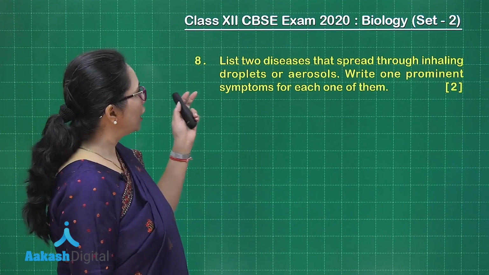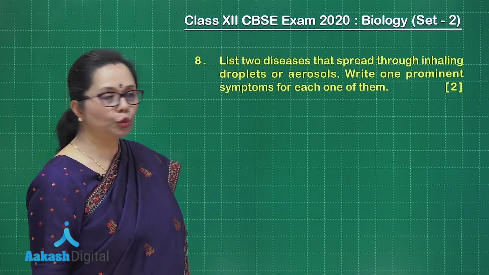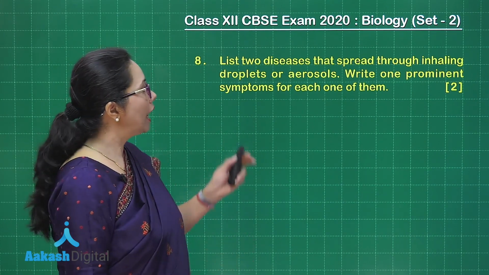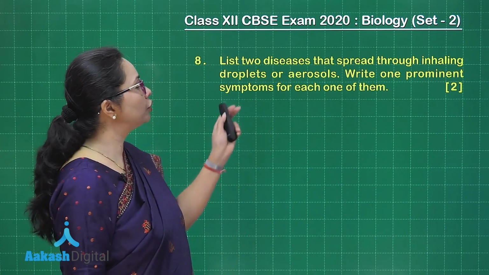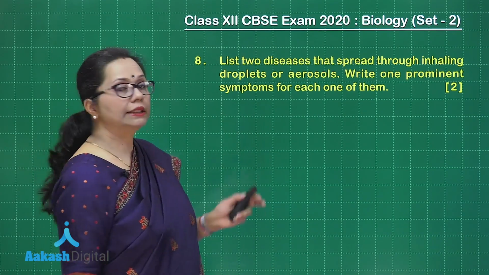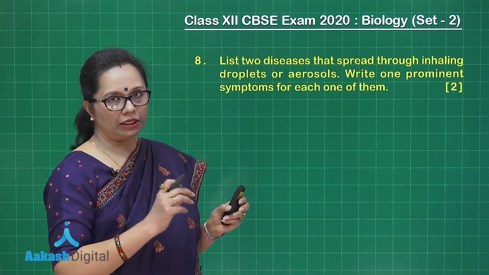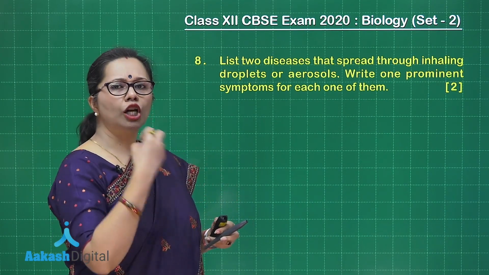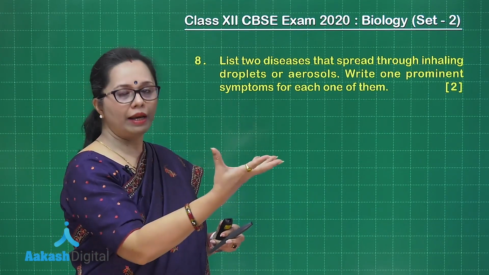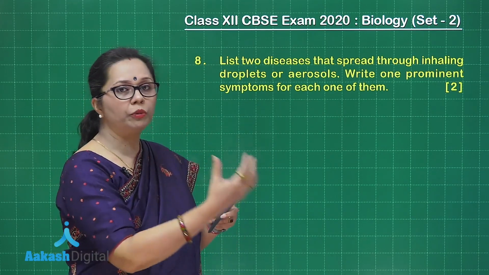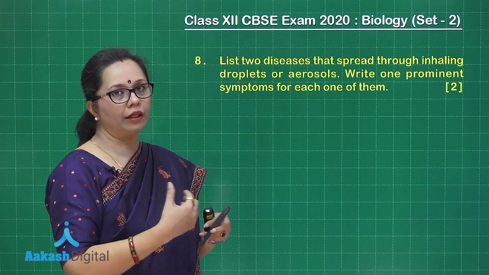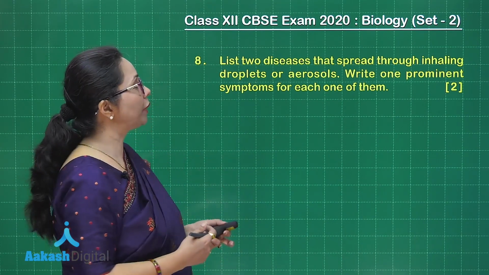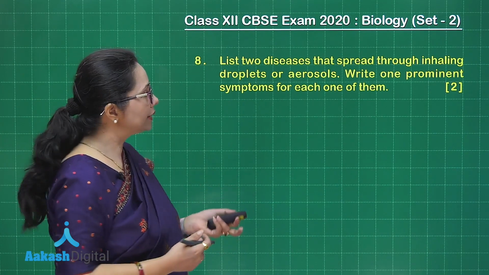Here's our next question. Now in this question you have to list 2 diseases that spread through inhaling droplets or aerosols. Write 1 prominent symptom for each one of them. Now droplets or aerosols are fine mist. जैसे the person who is infected जब वो खांसता है और छींकता है तो एक फाइन मिस्ट एरोसोल की तरह बाहर एमिट होती है और दूसरा पर्सन जो नियर बाय है वो इनहेल करके उसमें भी इन्फेक्शन आ जाता है. तो ऐसी कौन सी डिजीजेज जो इस तरह से स्प्रेड होती हैं और उन सब का सिम्टम भी लिखना है.